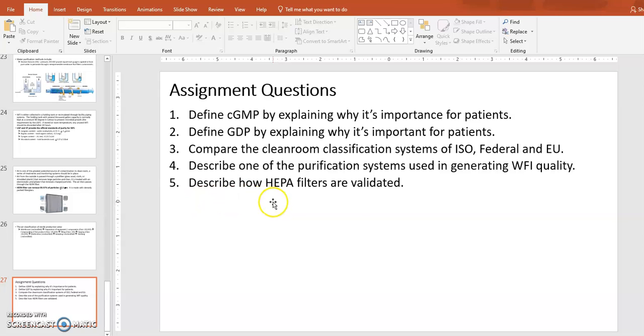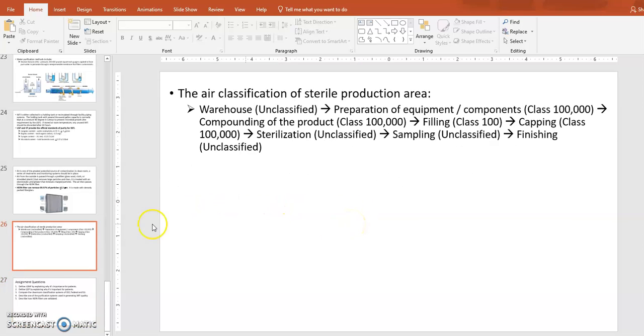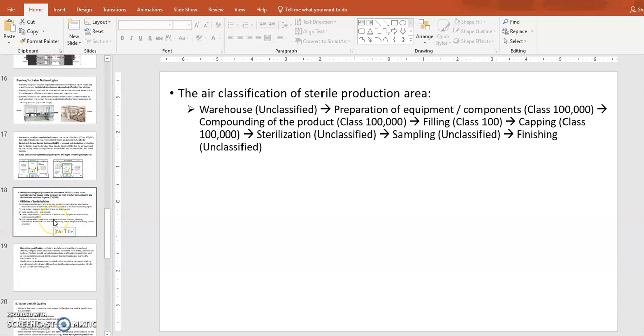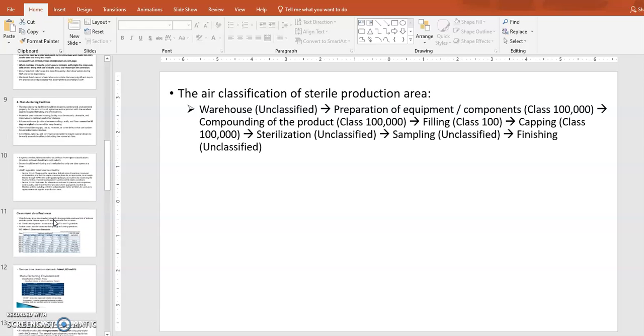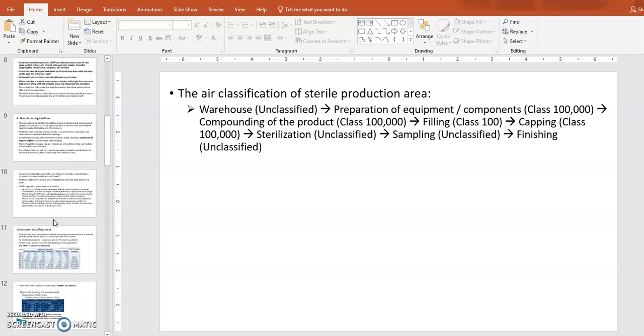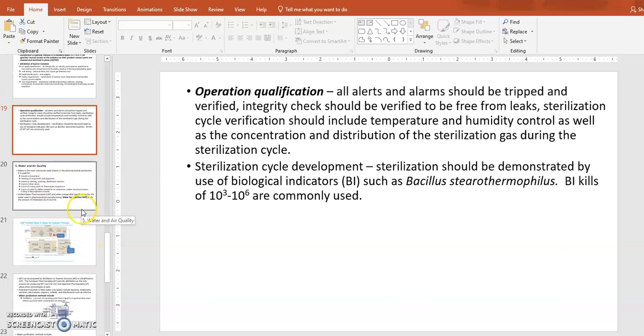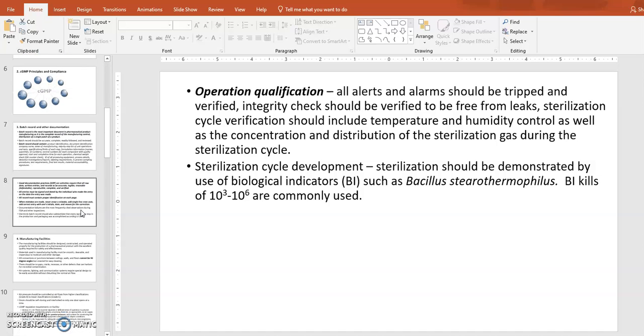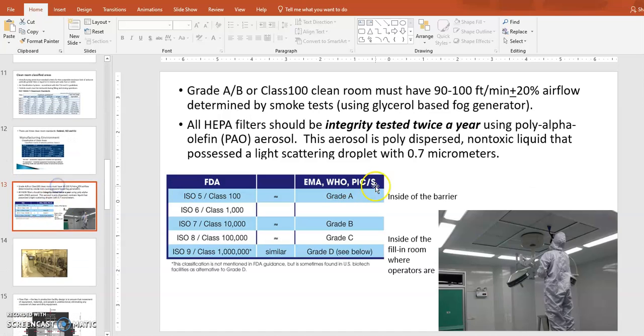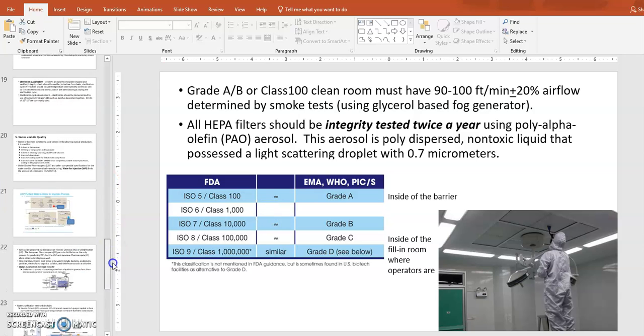Describe how HEPA filters are validated. What gas do you use? The gas generates droplets of 0.7 micron or above. PAO gas, right? What does PAO stand for again? Let's see. Yeah, right here. PAO stands for polyalpha olefin aerosol, which generates droplets of 0.7 microns. You use that aerosol gas to see if it's coming through the HEPA filter or not. Okay, that's that. Alright, that's it.